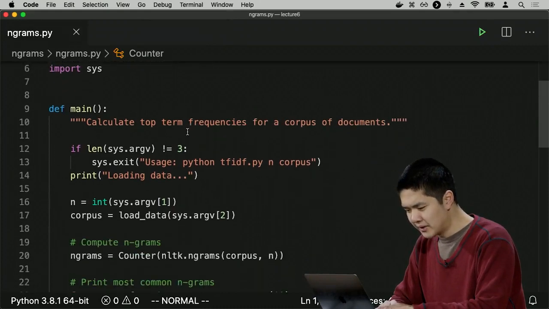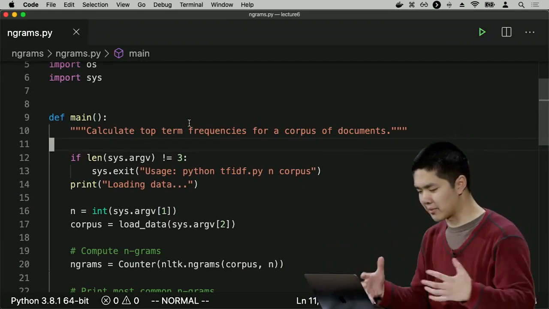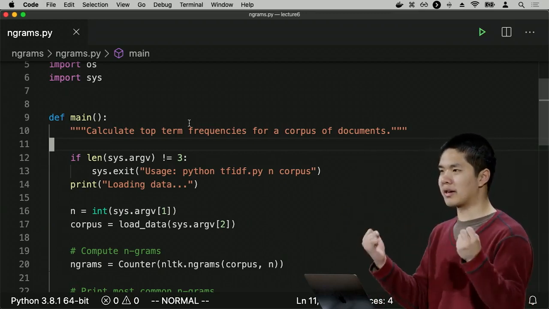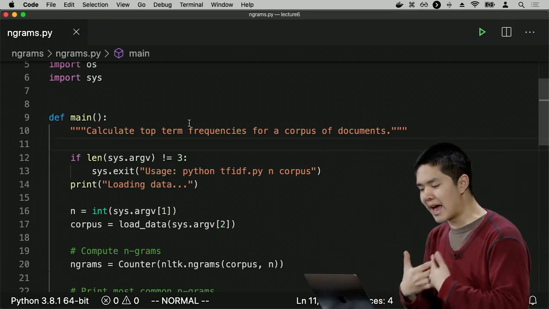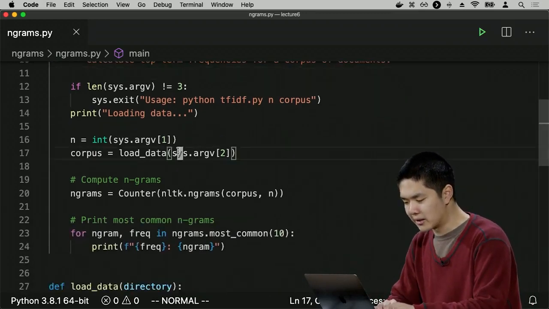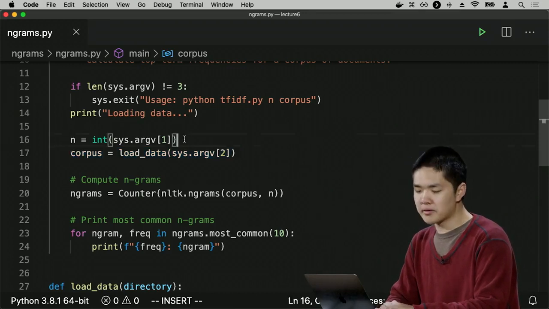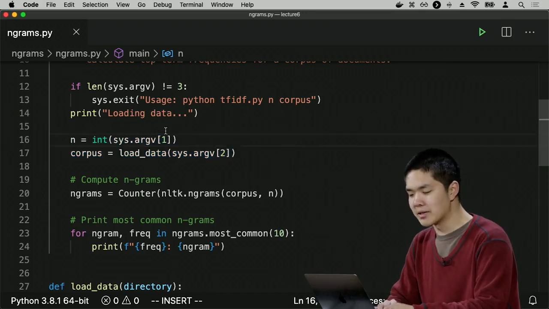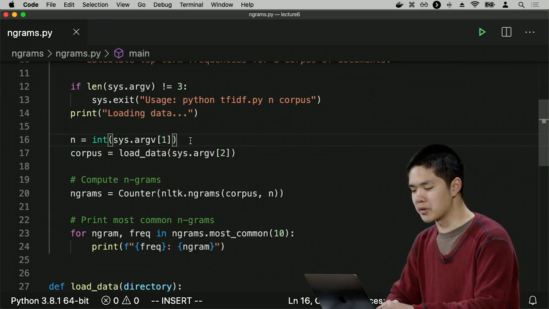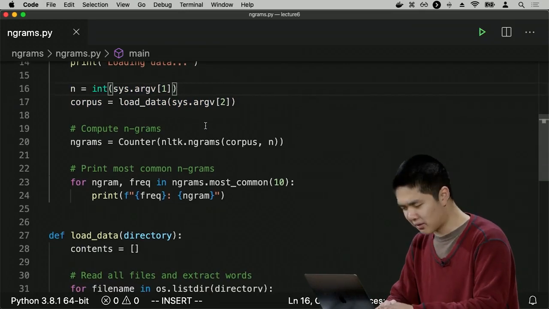And what we have here is we are going to take some corpus of text, or some sequence of documents, and use all of those documents and extract what the most popular n-grams happen to be. So in order to do so, we're going to go ahead and load data from a directory that we specify as a command line argument. We'll also take in a number n as a command line argument as well, in terms of how many words we're going to look at in sequence.